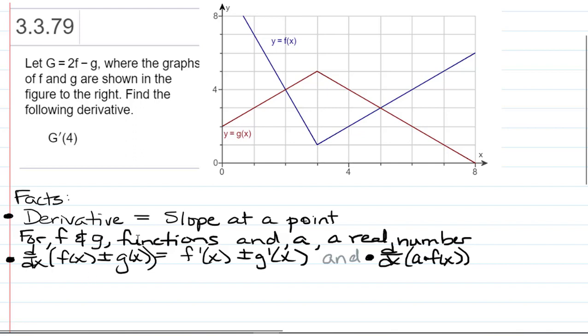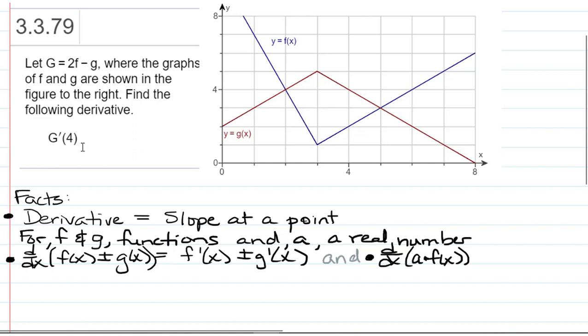In this video, we're asked to let capital G equal 2 times a function f minus a function little g, where the graphs of f and g are shown in the figure on the right, and we're going to find the derivative capital G prime evaluated at 4.